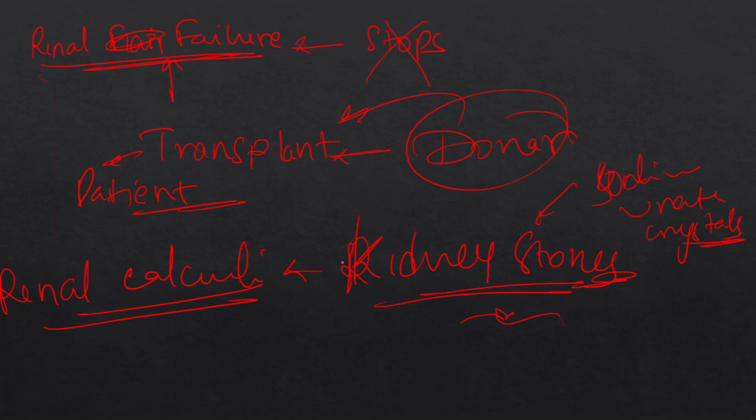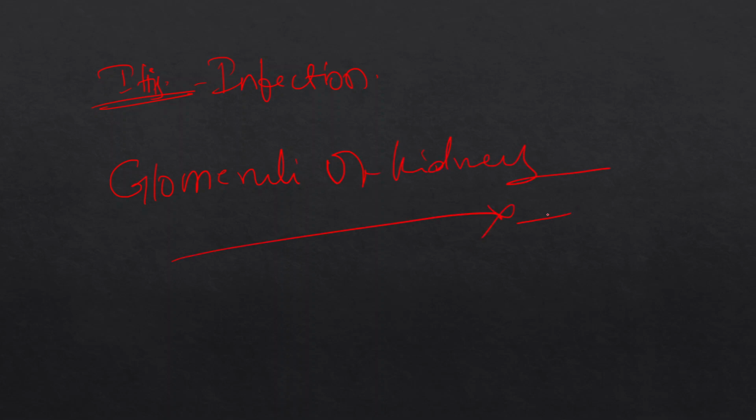Fine. Next one, glomerular nephritis. Whenever you hear the term itis, it means infection. Glomerular nephritis, where does this occur? In the glomeruli of the kidney. Infection of the glomeruli of the kidney is called glomerular nephritis.